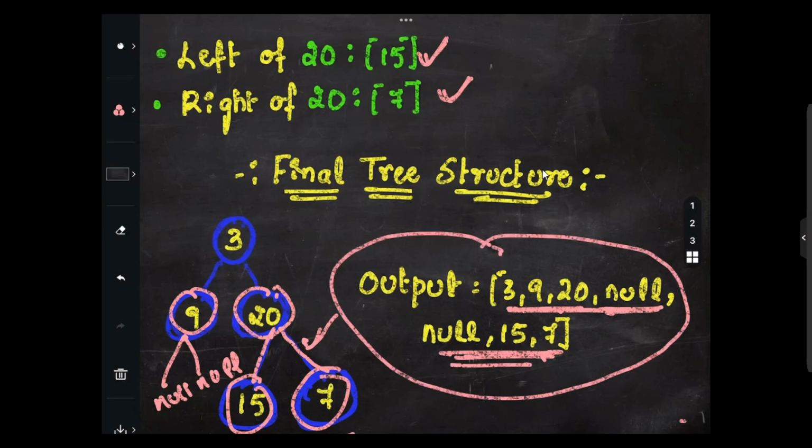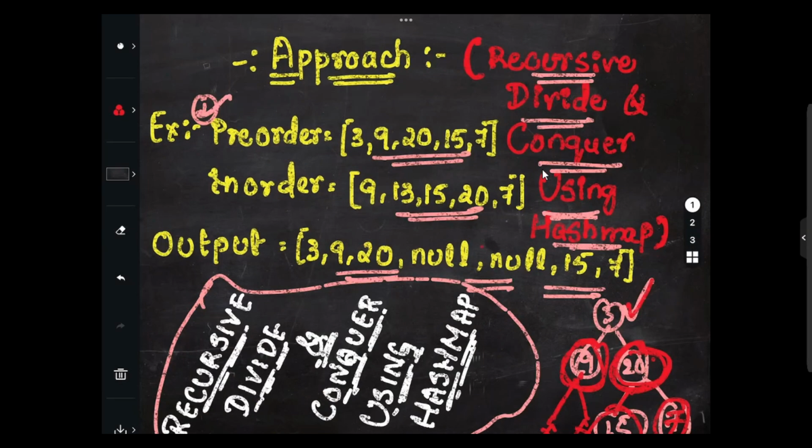So this is equivalent to the output that they have given for the first question here in this case, 3 9 20 null 15 7, right? So this is equivalent to the output that they have given for the first example, right? So this is the approach that we will be going with. The approach works absolutely correct, right?